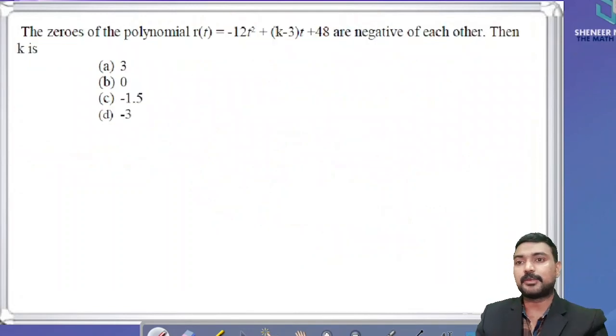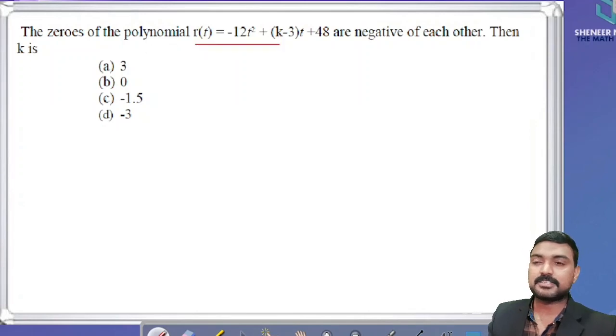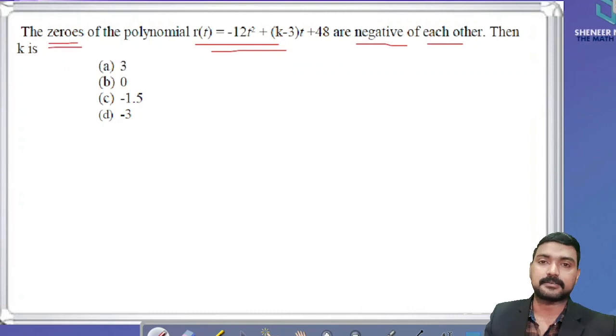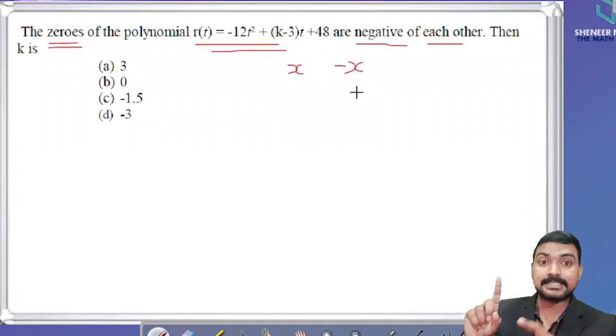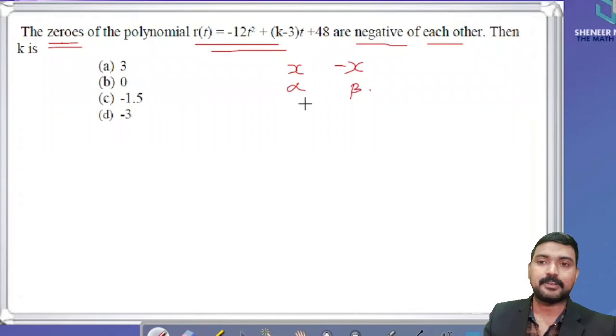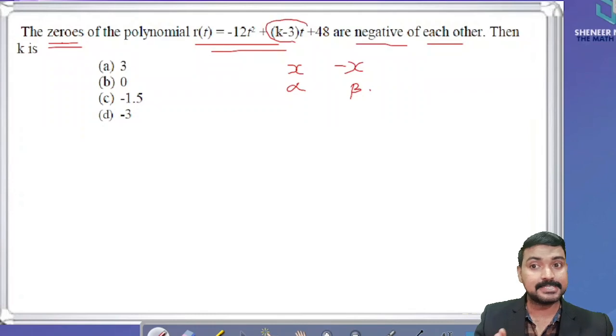Now we can think of these questions. The last question: the zeros of the polynomial r of t is equal to minus 12t square plus k minus 3 into t plus 48 are negative of each other. That means zeros are negative to each other means one zero is x means next zero is negative, that is minus x. Now the zeros are given. Question, find the value of k. K is coming as the coefficient of t, k minus 3.